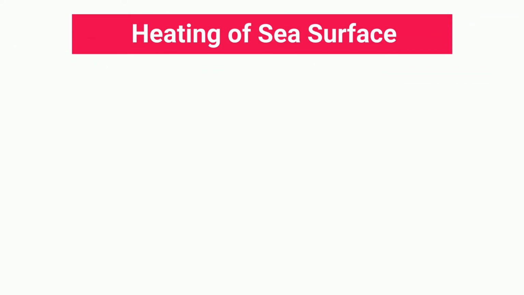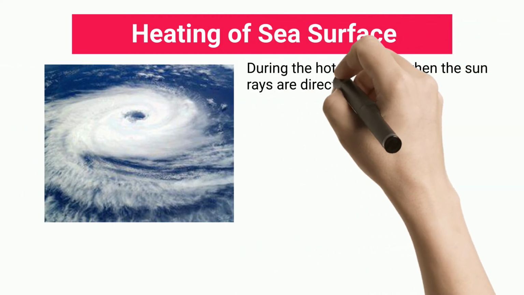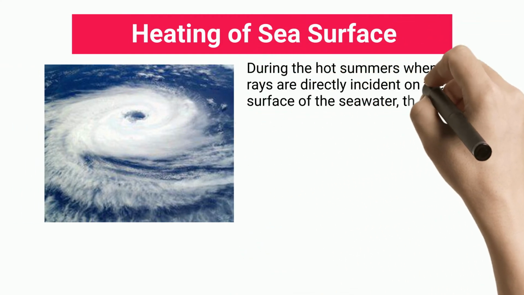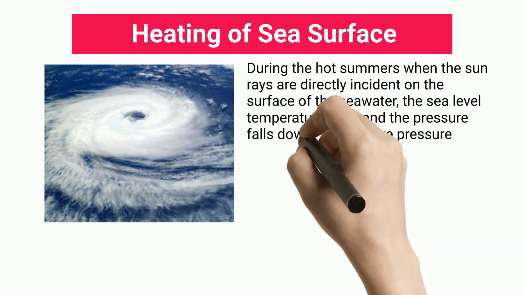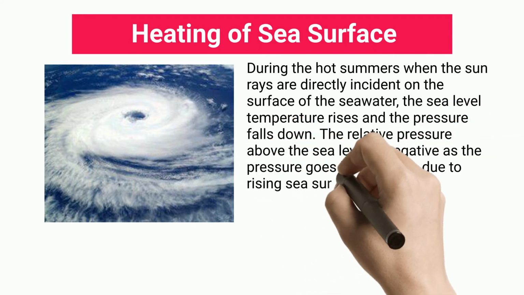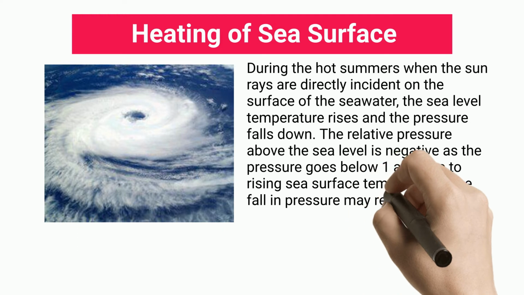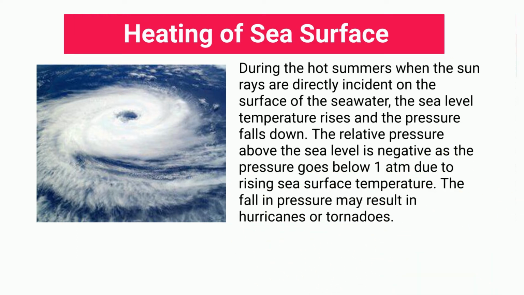Heating of sea surface. During the hot summers, when the sun rays are directly incident on the surface of the seawater, the sea level temperature rises and the pressure falls down. The relative pressure above the sea level is negative as the pressure goes below 1 atm due to the rising sea surface temperature. The fall in pressure may result in hurricanes or tornadoes.